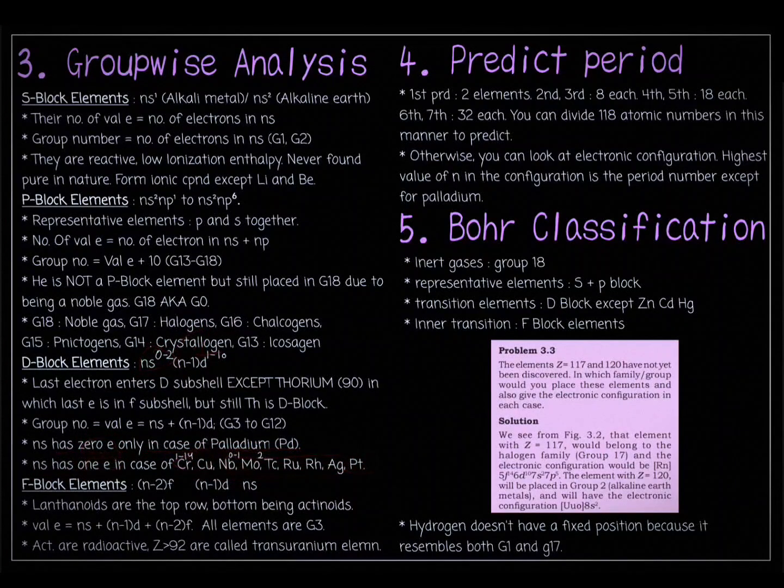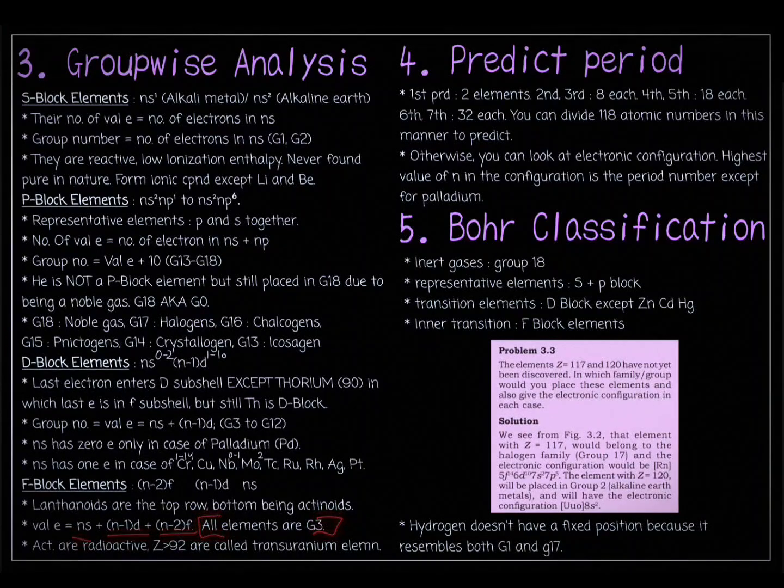Now f block elements: (n minus 2)f, I think it forgot to render, this can be 1 to 14, (n minus 1)d is 0 to 1, and ns is 2. Just remember that. And lanthanoids are the top row. Like I showed you two rows of inner transition metals. The top row is called lanthanoids, the bottom is actinoids, and their valence electrons are ns plus (n minus 1)d plus (n minus 2)f. All the elements of f block are group 3.